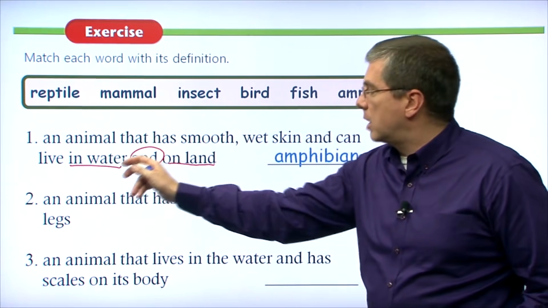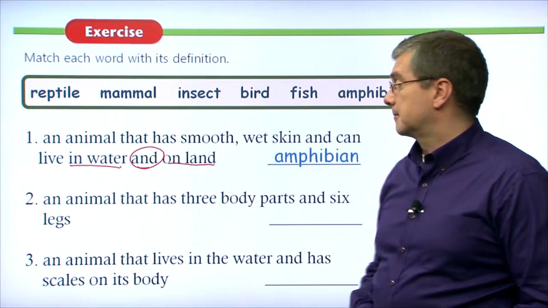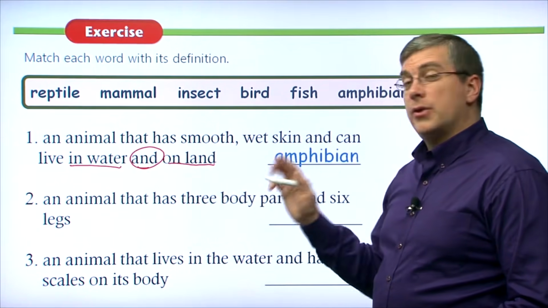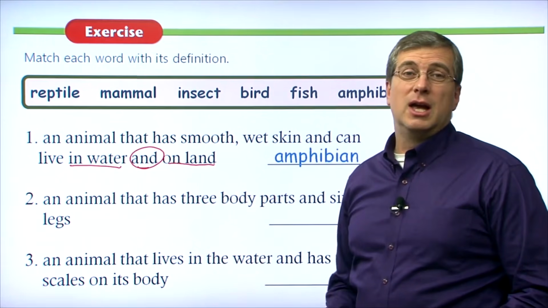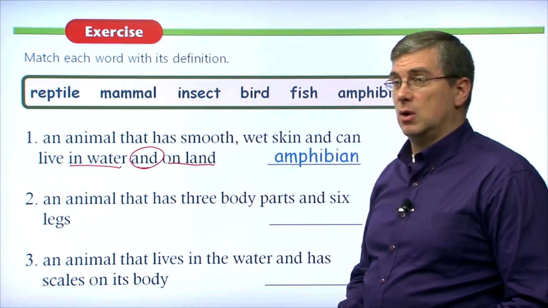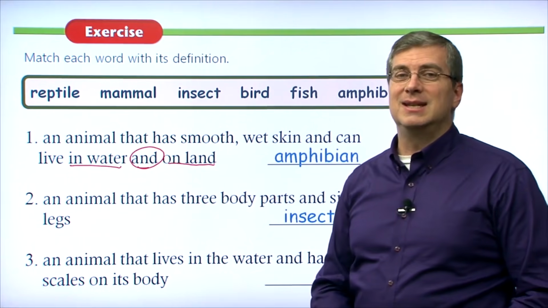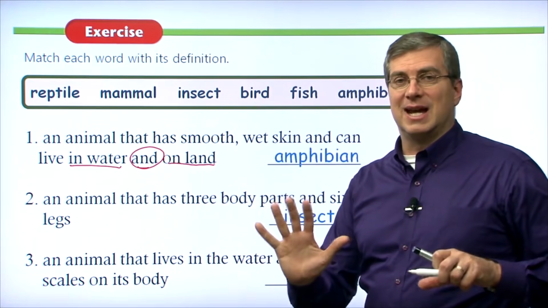Amphibians can live in water and on land. They also have smooth, wet skin. Move on to number 2. An animal that has 3 body parts and 6 legs. We just saw a video of this type of animal. What type of animal is it? Of course, it's an insect. It's an insect. Just remember that. 3 body parts, 6 legs.